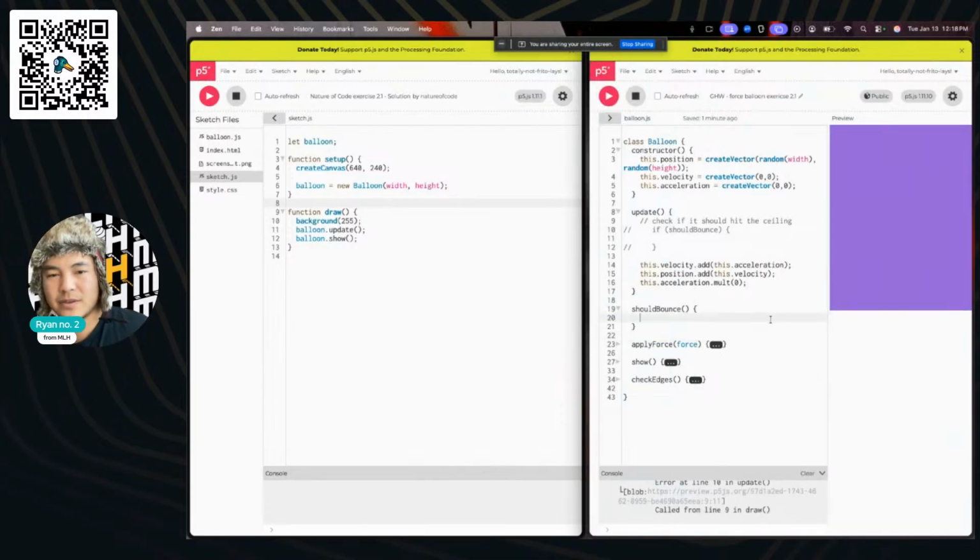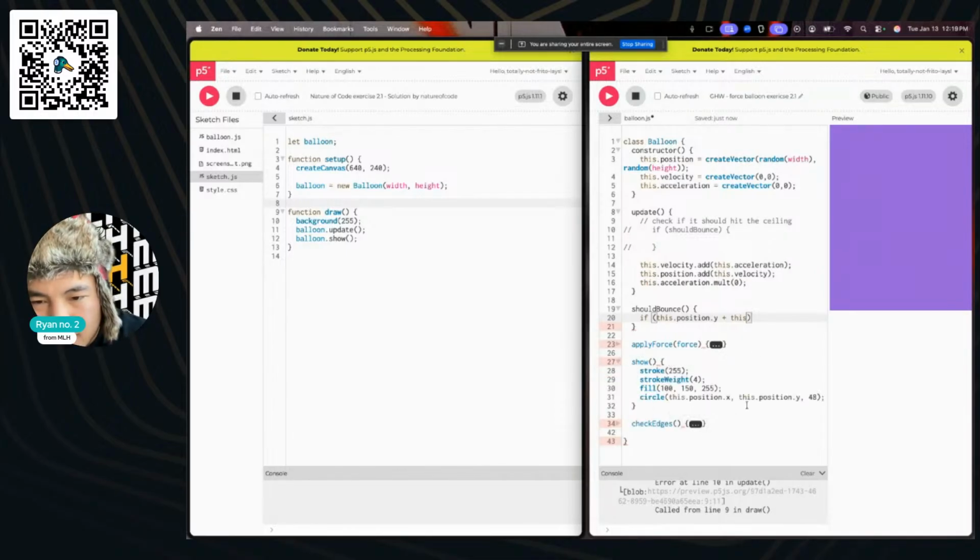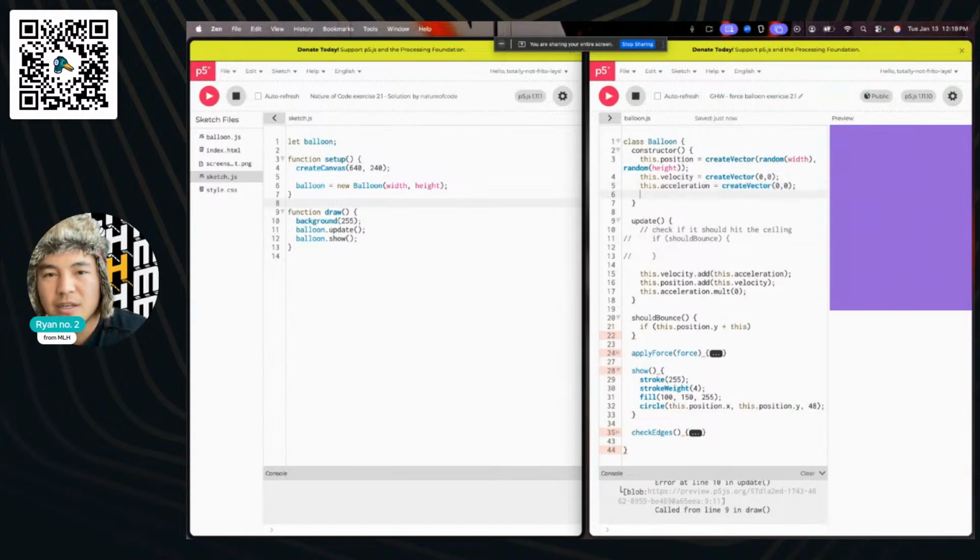So let's pop back over here. Then we do if this dot position dot y, because position is where we actually are in the world, and then we add this dot r. I don't know where the r is defined. It looks like we just hard coded it right here. So let's make that into a variable. We'll call this the radius, equal to 48. And then we can replace it with this dot radius.